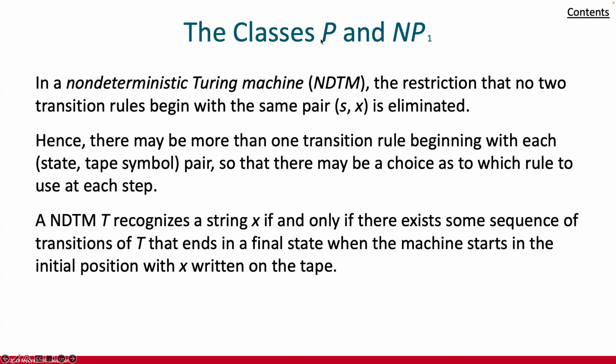We've talked a little bit about class P and class NP. In a non-deterministic Turing machine, the restriction that no two transition rules begin with the same pair of state and symbol is eliminated. Hence, there may be more than one transition rule beginning with each state, tape symbol pair, so that there may be a choice as to which rule to use at each step. So a non-deterministic Turing machine recognizes a string x if and only if there exists some sequence of transitions of T that ends in a final state where the machine starts in an initial position with x written on the tape.